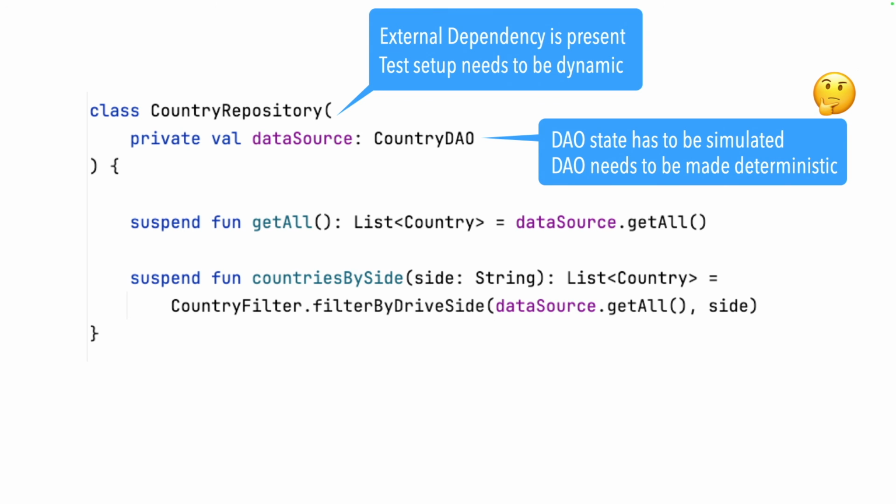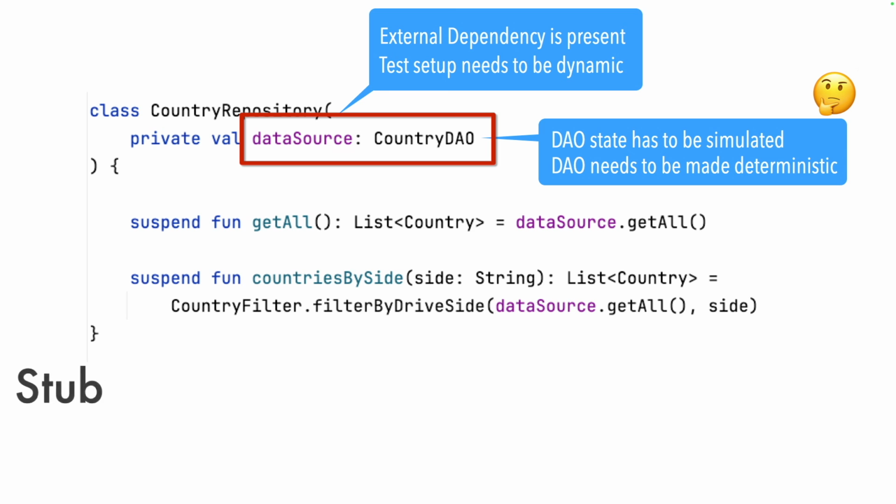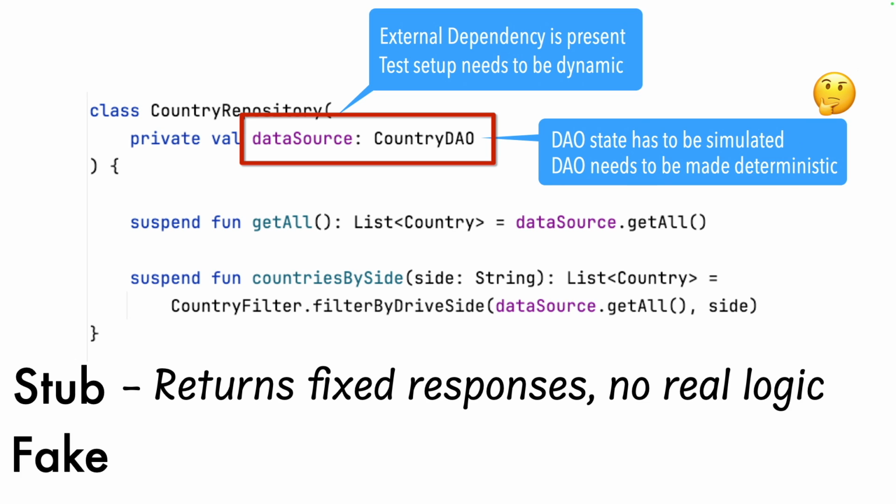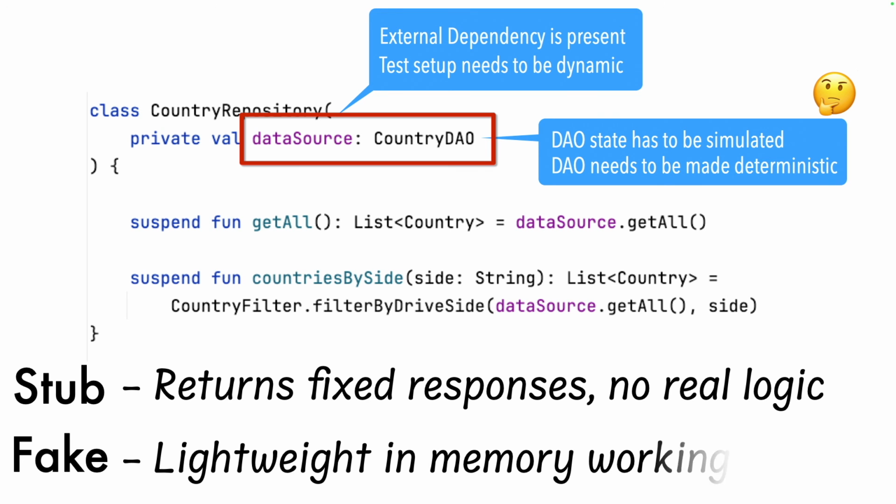Well, the first thing to worry about is how to make country DAO, that is data access object, deterministic. To do that, we can either use a stub or a fake. Now, the question is, what is a stub and what is a fake? What is the difference? A stub basically returns fixed responses. It doesn't contain any real logic. But in the case of a fake, it is a lightweight in-memory working logic. That is the main difference between a stub and a fake.